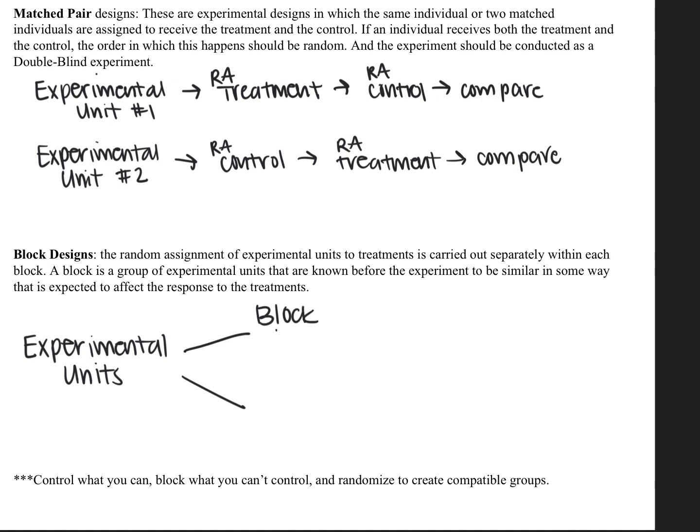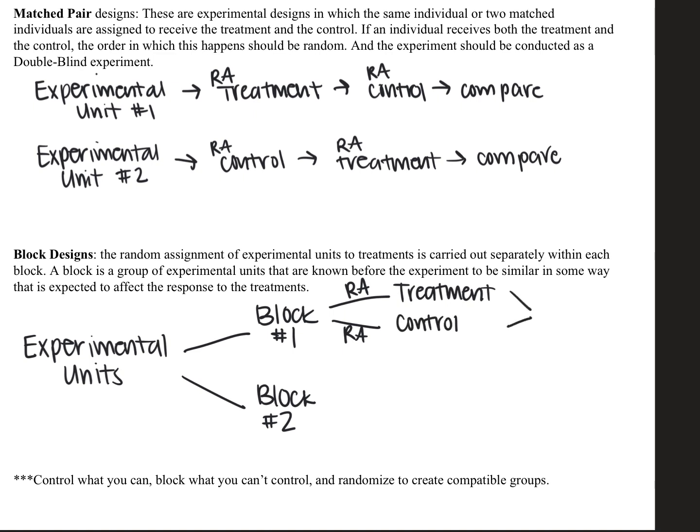So you've got block 1, block 2. You can have more than one block. You don't have to have two. There's no random assignment taking place when you assign them to blocks. The random assignment comes after they're already in those blocks. So you randomly assign them to the treatment group and the control group. And then you can only compare results within that block.